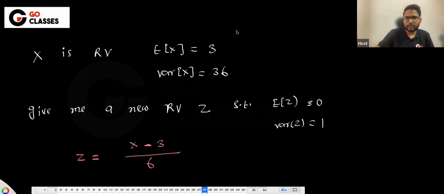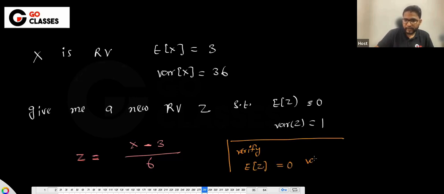So you can define something like this. Let's just verify whether it is correct or not. Verify that expectation of z should be 0 and variance of z should be 1. See, expectation of z: 6 will be in the denominator, and then expectation of x minus 3, with expectation of x being 3, so this will come out to be 0. And if you calculate the variance of z, it will come out to be 1. That's very easy. This is divided by 36, so variance of x divided by 36, which means 36 divided by 36, it will come out to be 1. So you can easily verify. That's not a big deal, but that's what we will be doing in the normal distribution.